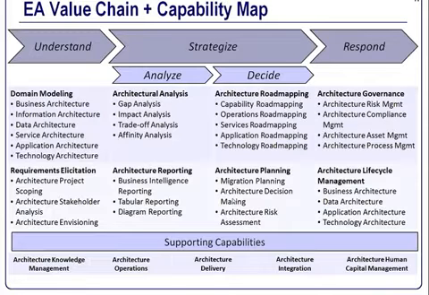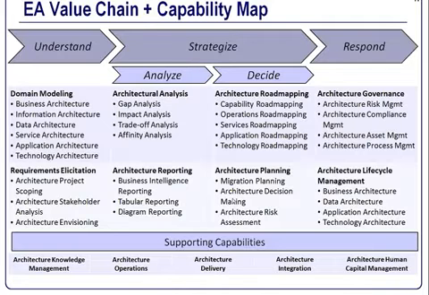A couple of our clients have found that they want to simplify that value chain even a little bit further and aggregate the analyze and decide portions of the value chain into a single thread called strategize. So it's understand, strategize, respond. But either way, we still have these four chunks of underlying capabilities.